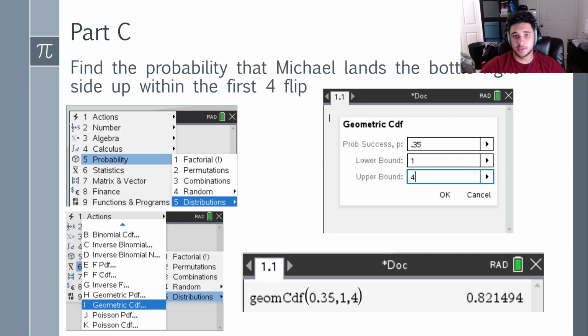Now, an easier way to do this as well is to use the calculator. To find geometCDF, click on Menu, Probability, Distributions, and geometCDF. We are doing geometCDF since this is a geometric distribution, and CDF since this is the probability within the first 4 flips. For prob success, put 0.35 as you did last time, since this is the probability of success. For lower bound, put 1 since the minimum is 1 flip. For upper bound, put 4 since we are looking for within the first 4 flips. You should get the same answer as before, which is 0.82.